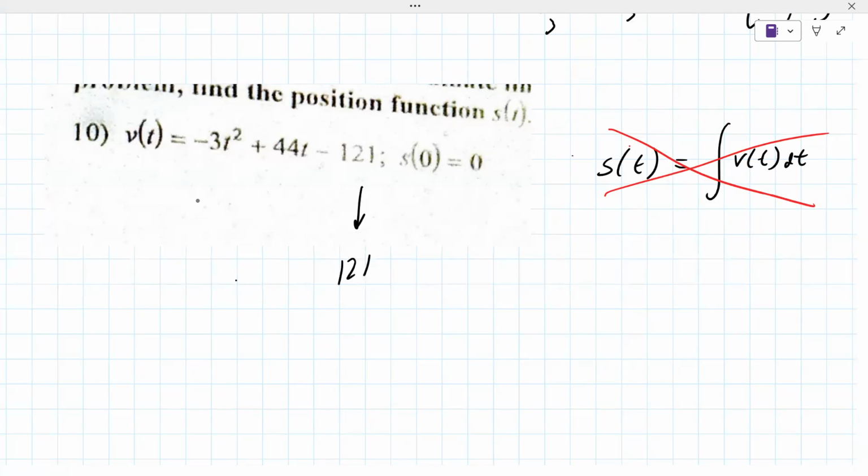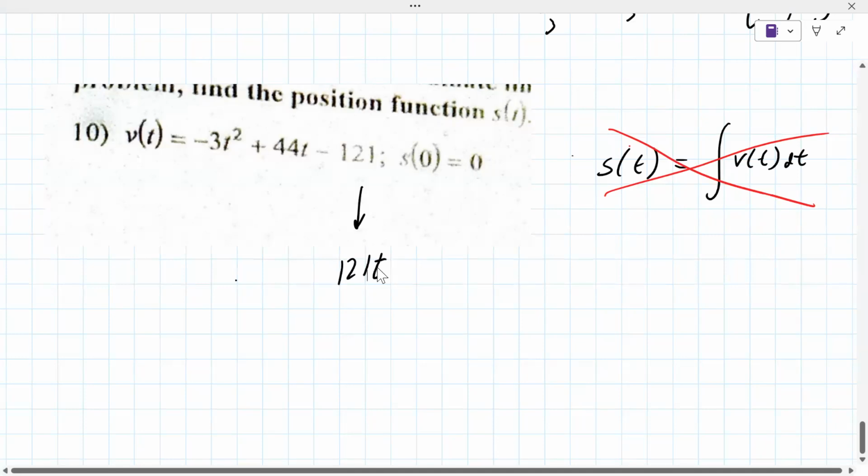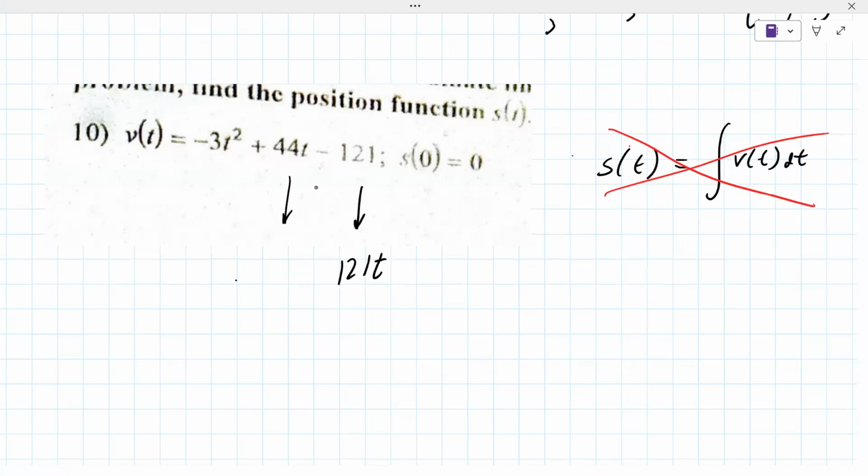So it's kind of like going backwards. Do you agree that the derivative of 121t is 121? Yes. So how could you get to 44t? So if there is a t squared, what would go in front? 22. And then the last one's probably the most difficult. It is a t cubed.